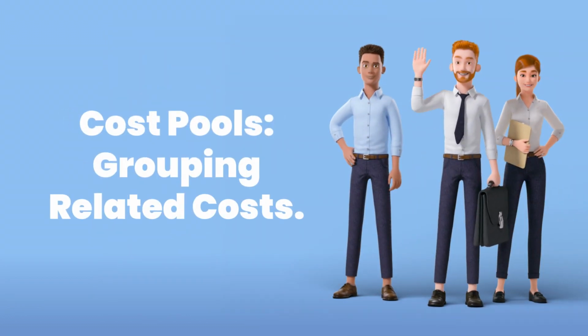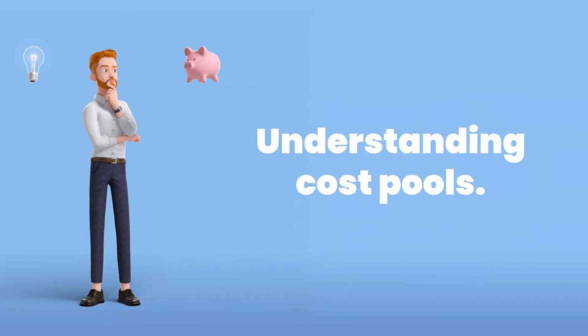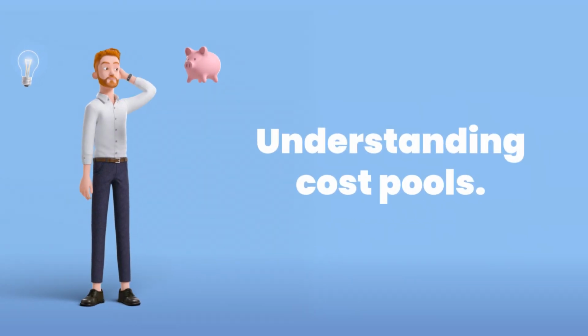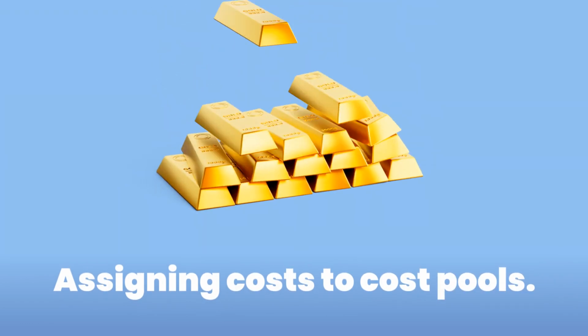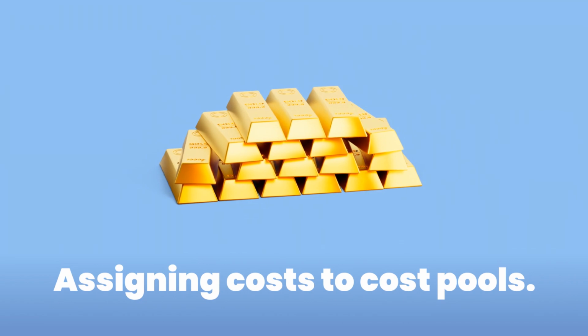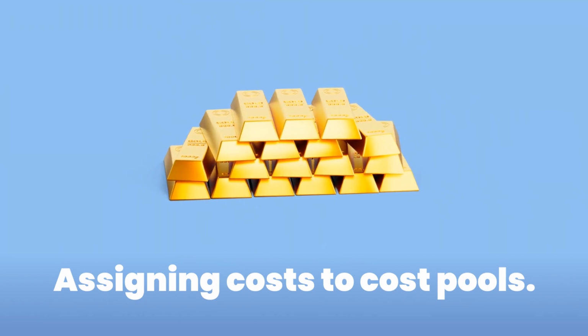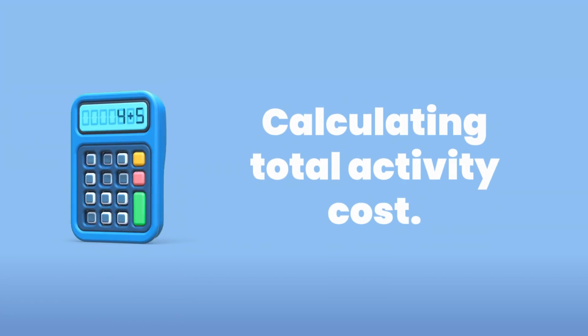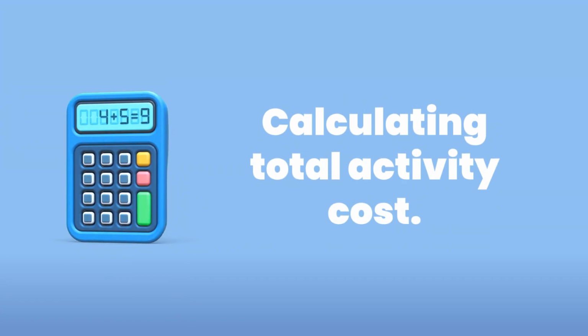Cost pools, grouping related costs. Cost pools are logical groupings of costs associated with a specific activity. You gather all resources consumed by that activity, labor, materials, utilities, and assign their costs to that activity's cost pool. This calculates the total cost of performing a particular activity.